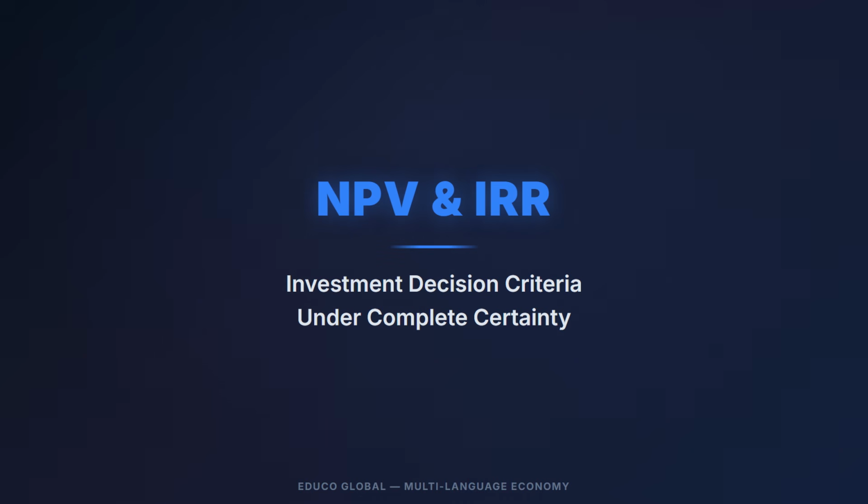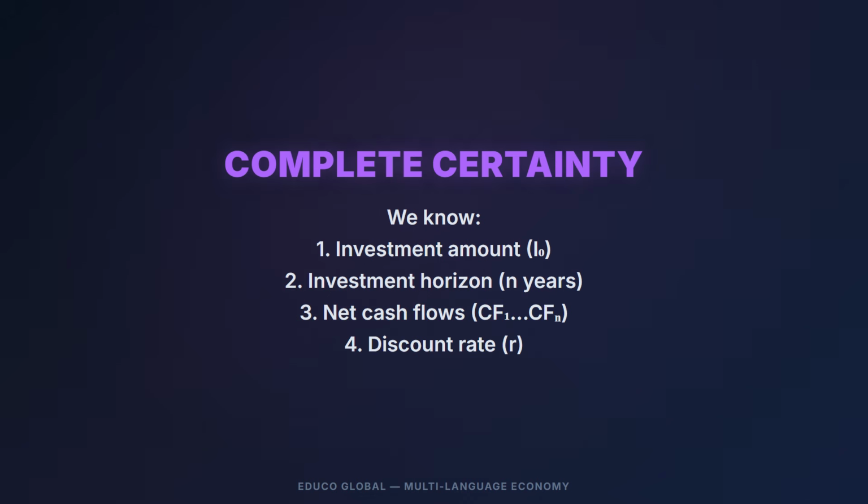We're going to master two essential investment criteria: net present value, or NPV, and internal rate of return, or IRR. We'll learn when to use each one and what to do when they disagree. Under complete certainty, we know four things: the initial investment amount, how many years the project lasts, the net cash flow in each year, and the discount rate. These are our given inputs.